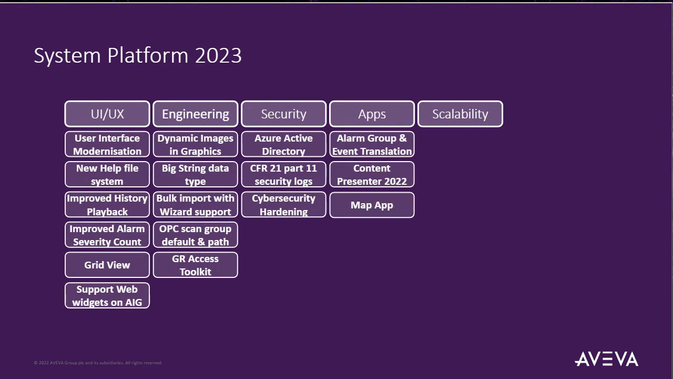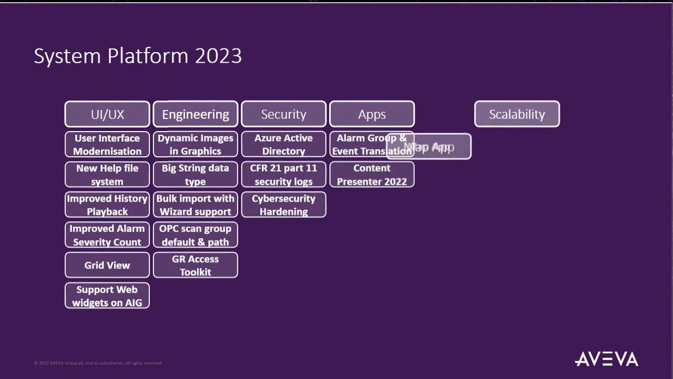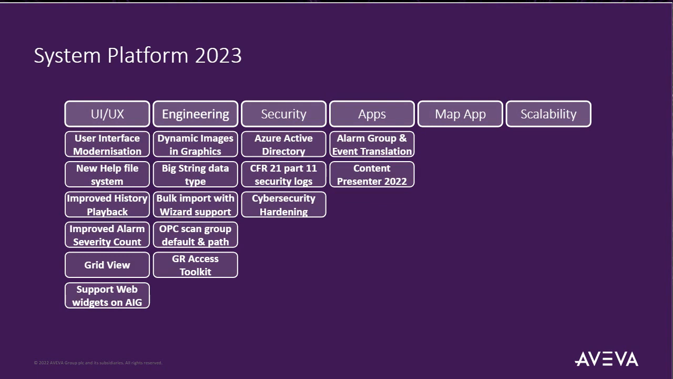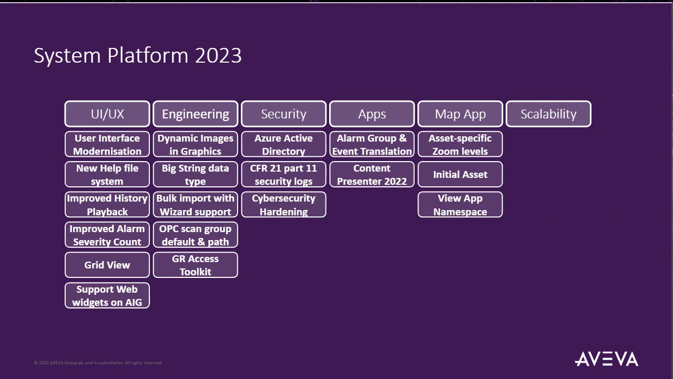Then the Map app. Now the Map app is something that has grown. There's a lot of people using it, and there's a lot of requirements around it. In fact, the Map app is so big, I'm going to put a separate stream for it. I'll talk quickly through the ones that we've added there, and then I'll show you the video on it. We've added asset-specific zoom levels. We've added initial assets so that when it starts up, you can make sure that it always selects the correct asset. There's a view app namespace interaction, so you can have direct view app access to the view app namespace with your graphics. That's on the Map app.